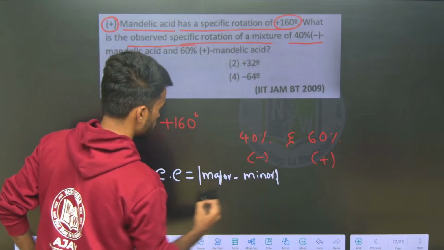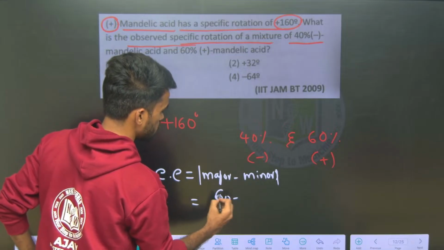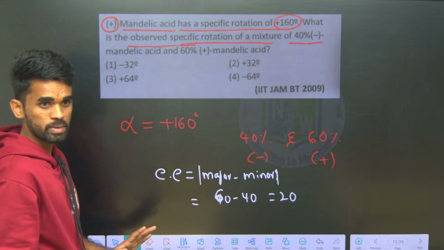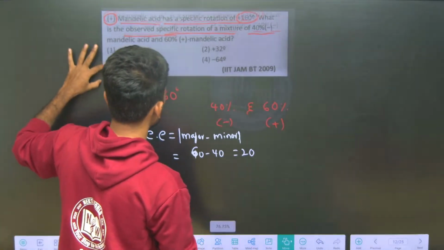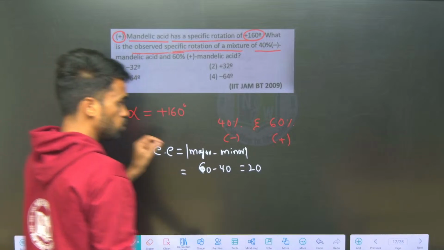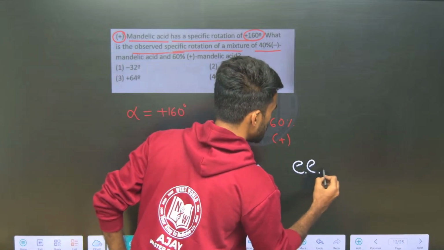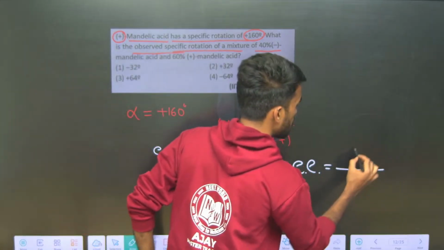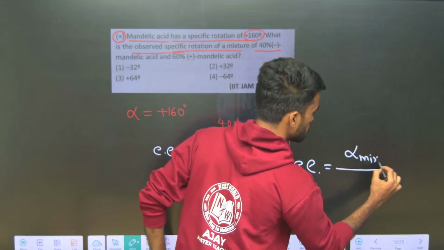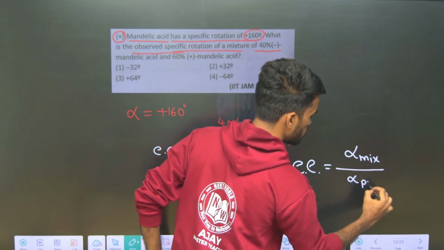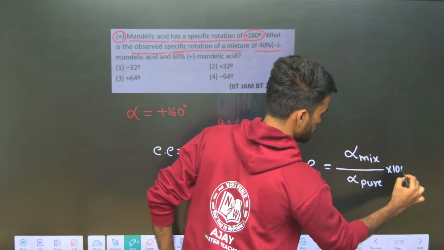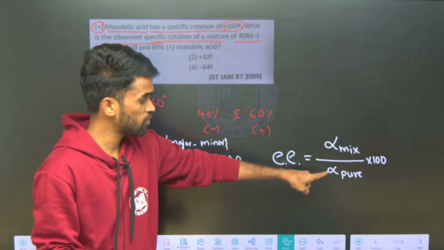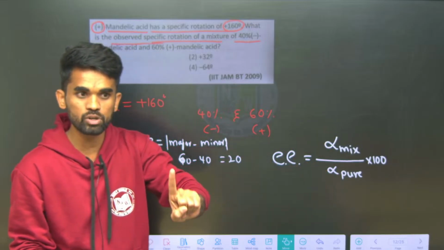So how much is it? 60 minus 40, 20. Okay, this is the enantiomeric excess. After getting this enantiomeric excess, due to it there will be some rotation. You can calculate that rotation as alpha mixture by alpha pure into 100. Alpha mixture means specific rotation of the mixture, alpha pure means specific rotation of the individual isomer.